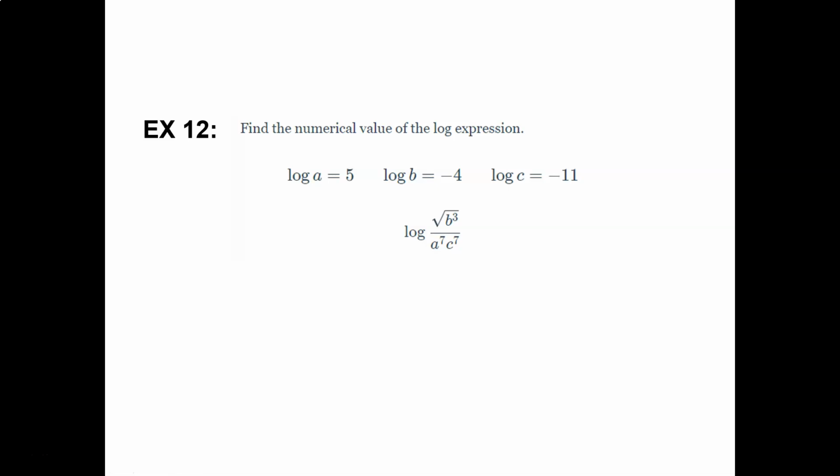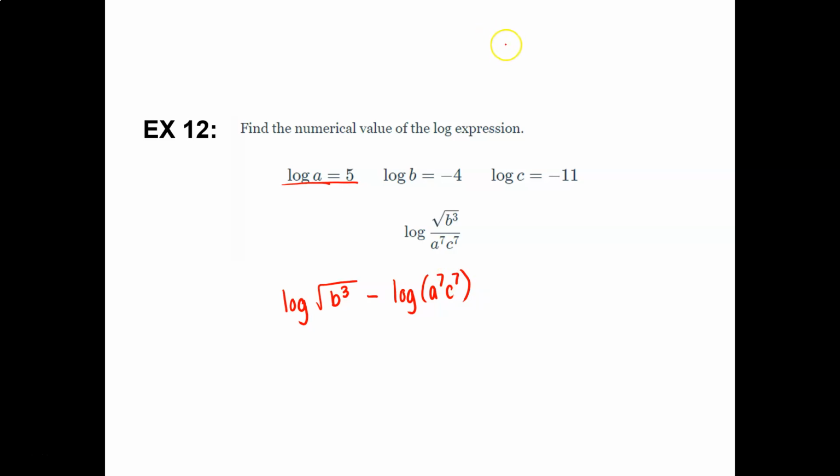All right, here's the last one that it's going to ask you to do. This does not tell you that A equals 5. It tells you log A equals 5. So what you've got to do on these questions is break them apart first and then replace. So it will look like this: log of the square root of B cubed minus log of A to the 7th, C to the 7th.